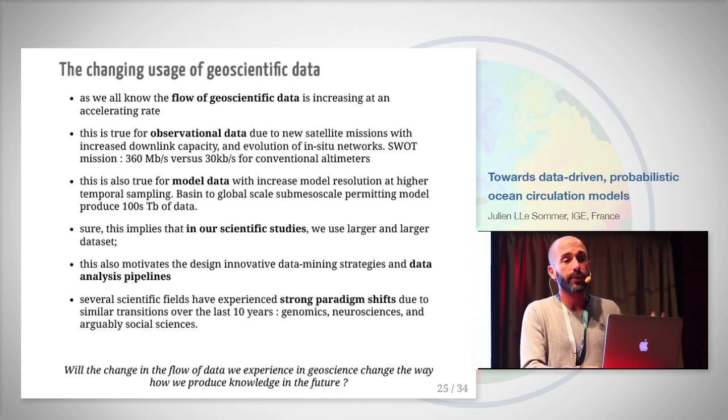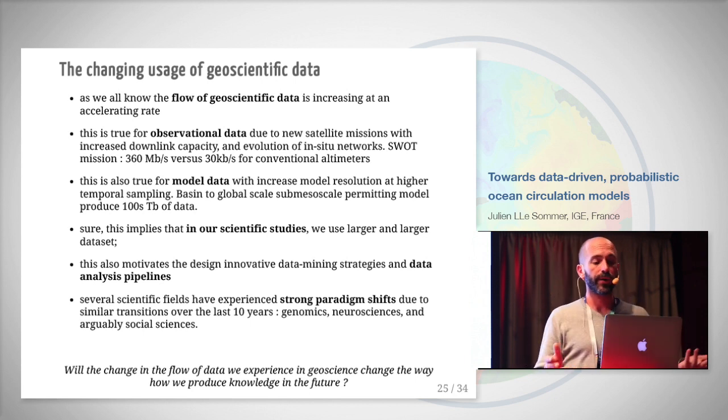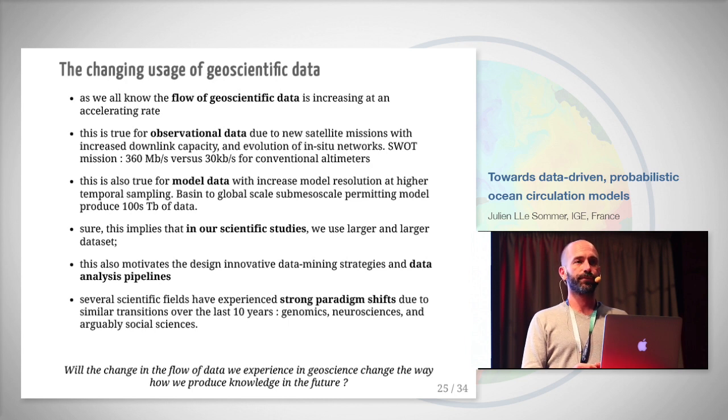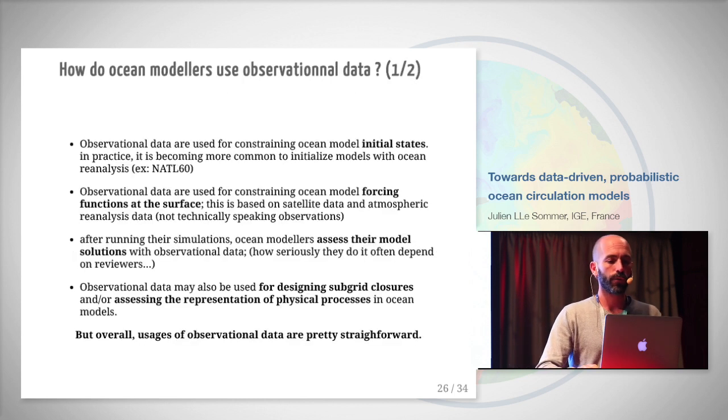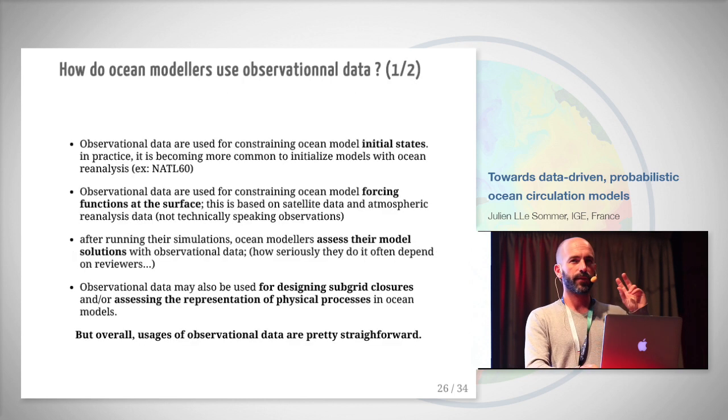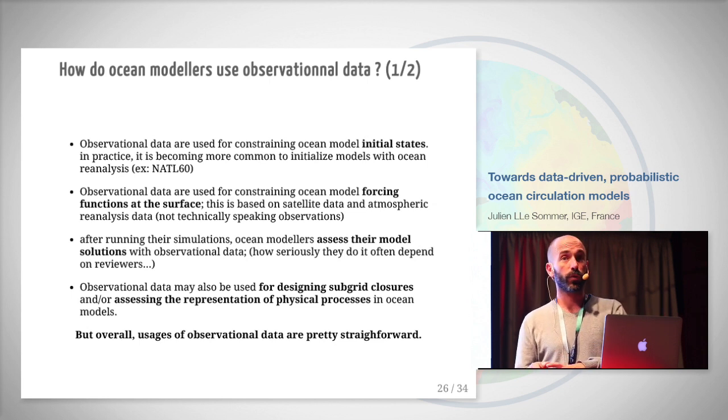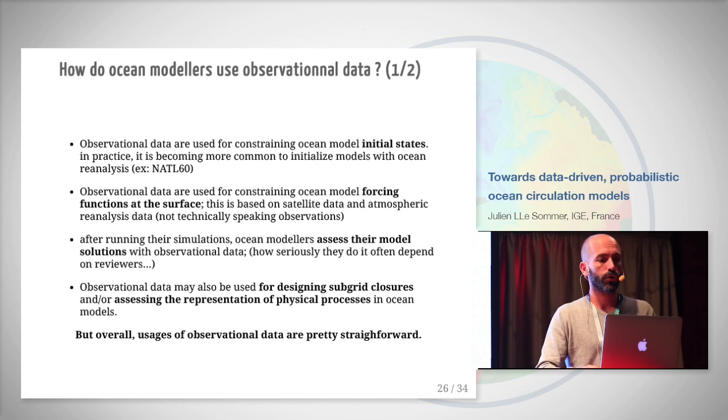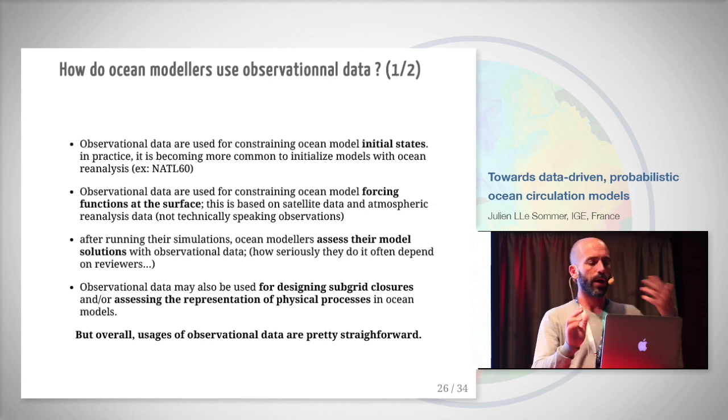So the question I'm asking here is obviously whether this flow of data would not only change how difficult it is to do the science we do, but also change the way we do the science we do. So let's think about that a bit more carefully. How do we use, for instance, observational data in ocean modeling, in oceanography?